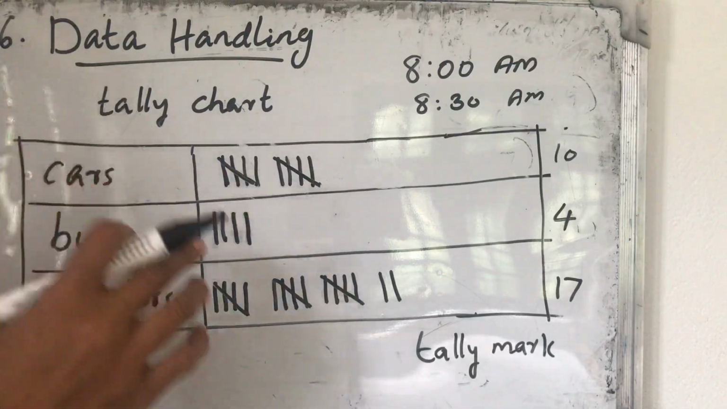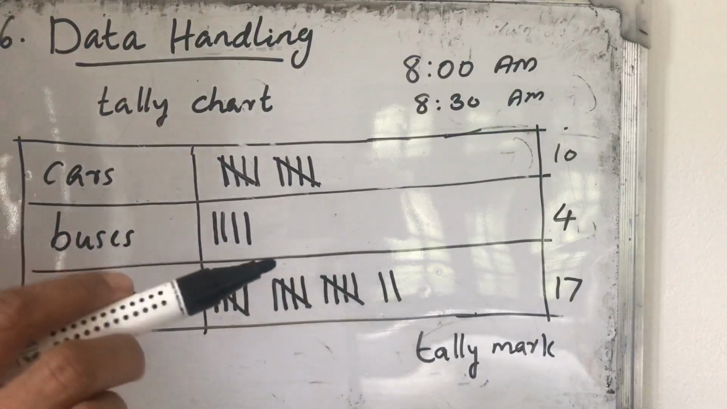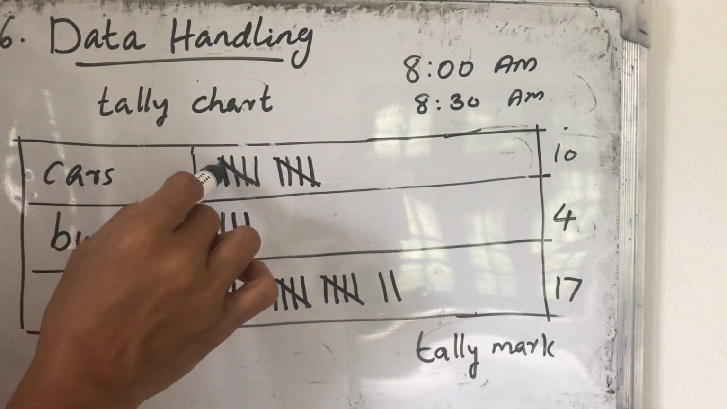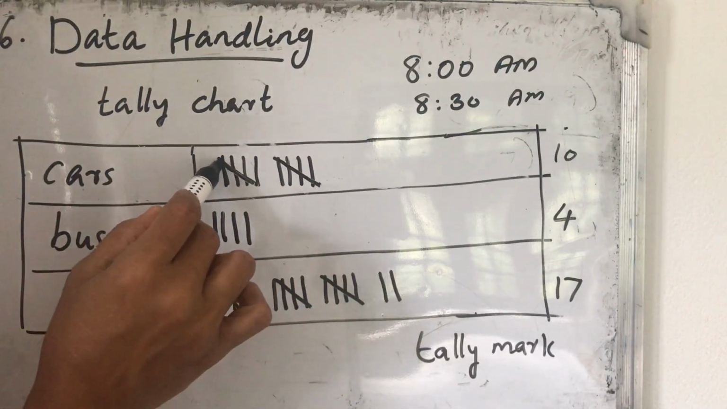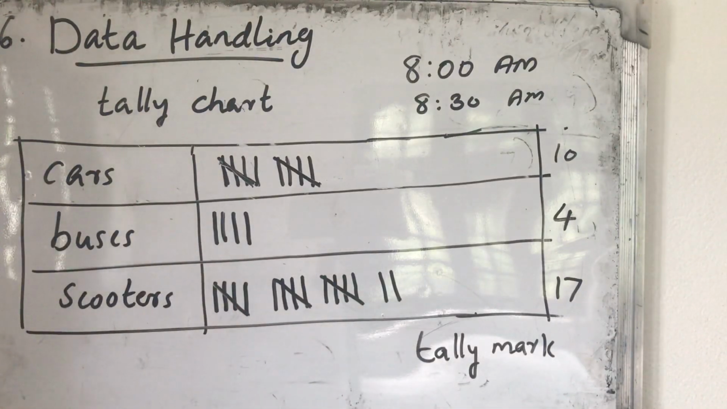So this type of making chart is called a tally chart. Okay, so this we want to care. Every fifth stroke we draw as a cross over the previous 4. Okay, the fifth we want to mark like this. So all of you clear what is about tally chart?